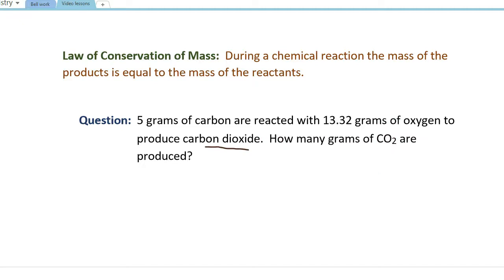The law of conservation of mass says that the mass of the reactants is equal to the mass of the products. Well, what are the reactants? The reactants are the carbon and the oxygen. The mass of the reactants are 5 grams plus 13.32 grams. If we add those values together, that will be the total mass of the reactants, which will be equal to how much carbon dioxide is produced. So 5 plus 13.32 is 18.32 grams.